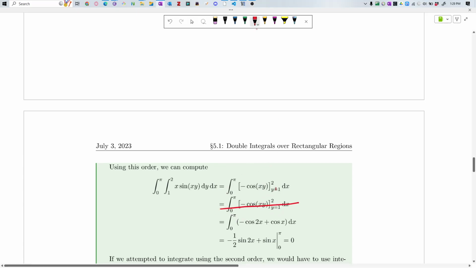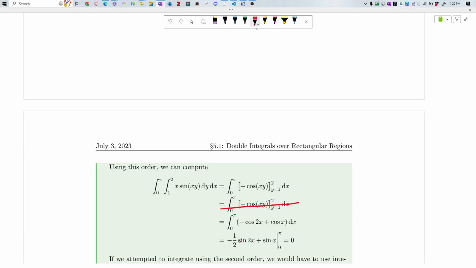So when you plug in at 2, you get minus cosine 2x. When you plug in at 1, you get minus, but then because of evaluation, you have an extra negative that cancels with this negative, so you get cosine of x. So that is the evaluation. That is us computing the inner integral, right? Okay, so we end up with that, and that we can easily integrate also.